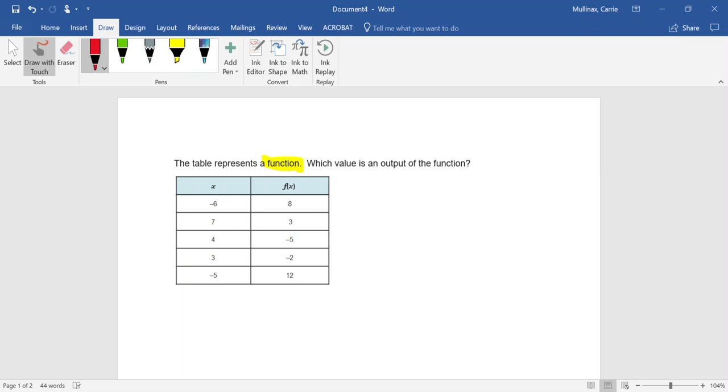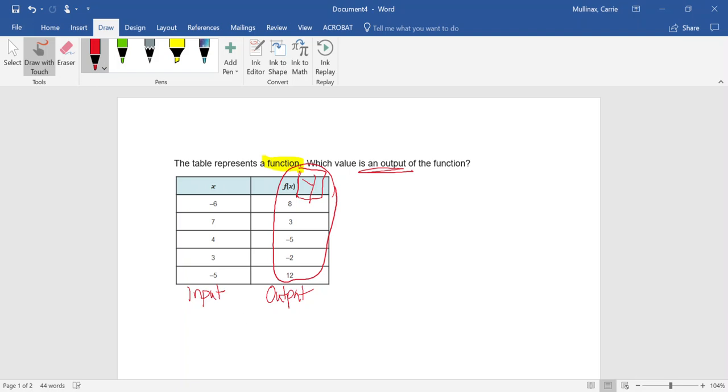So when we talk about input and output, the x part of our table is our input, and the f of x or y, those are the same thing. F of x is the same thing as y. That side of our table is the output. So to answer this question, which value is an output of the function, you would choose any answer from the y side of the table.